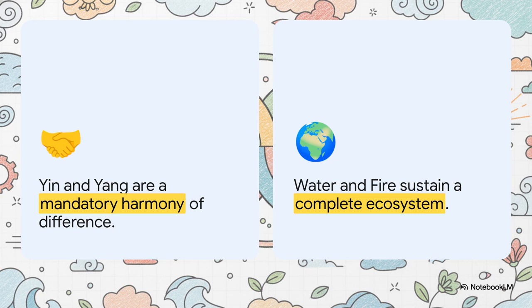In the West, we have this habit of viewing opposites as being locked in a war, good versus evil, light versus dark. But in this thought system, yin and yang are definitely not enemies. They represent a mandatory harmony of difference. Think about water and fire in nature. Sure, they seem like ultimate opposites, right? Yet the electricity in seawater becomes clouds, which nourish the earth, which then sustains all life. Instead of destroying each other, their difference is literally required to keep a complete functioning ecosystem alive.